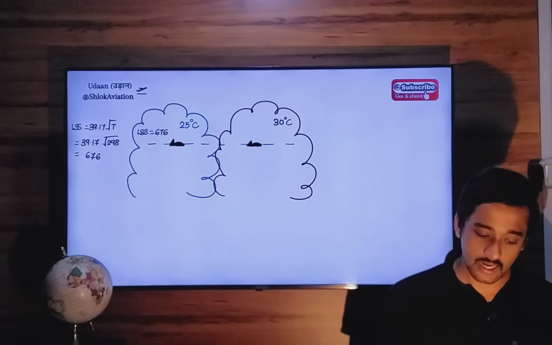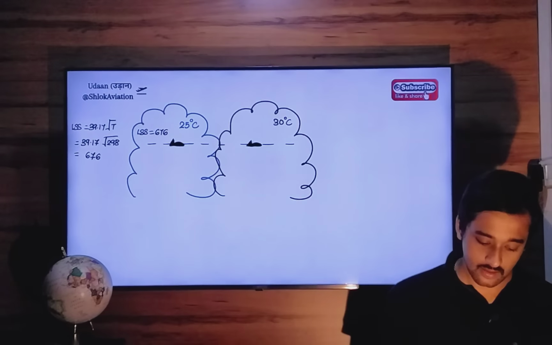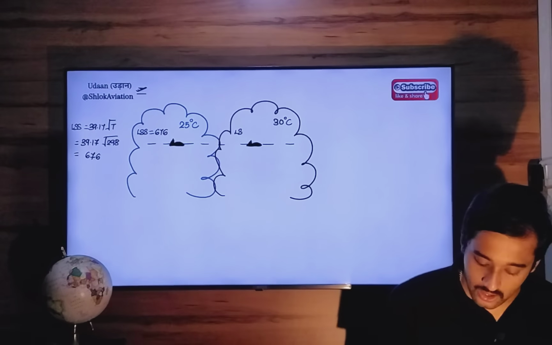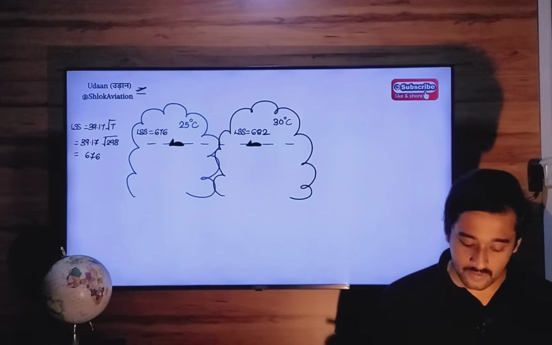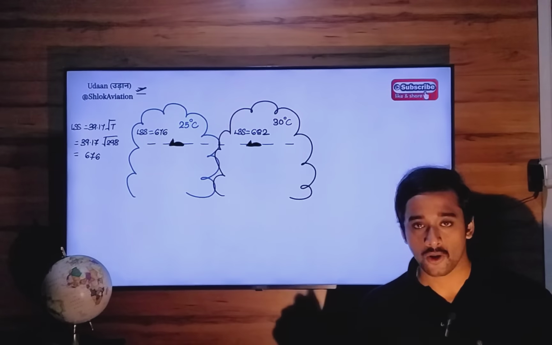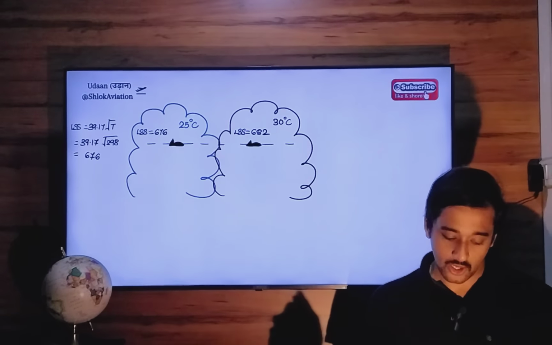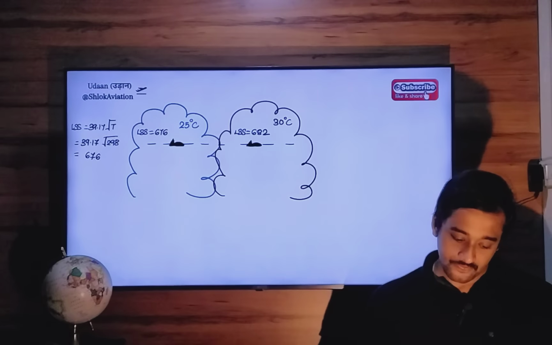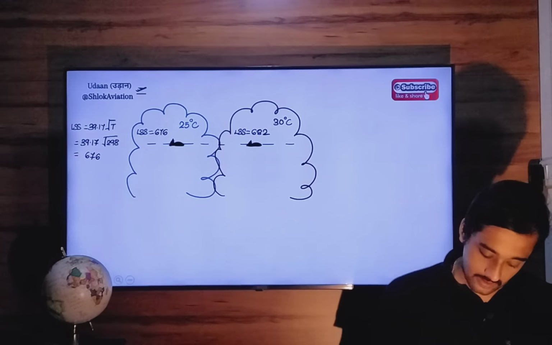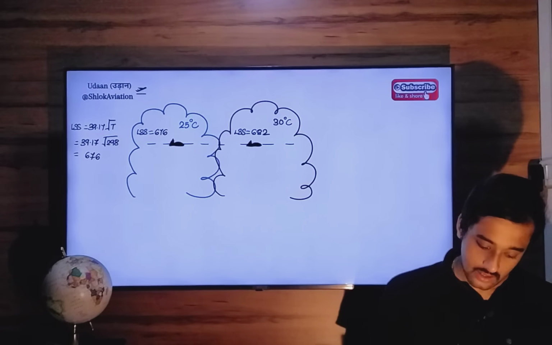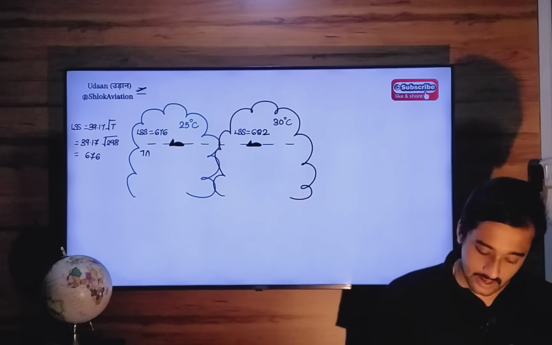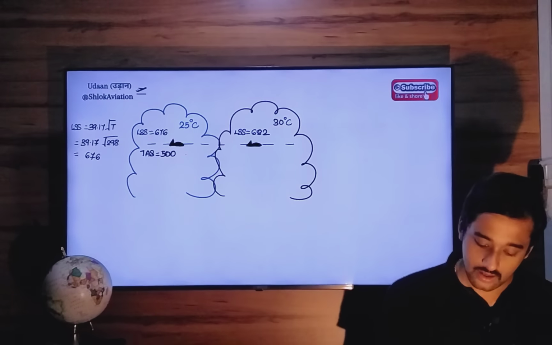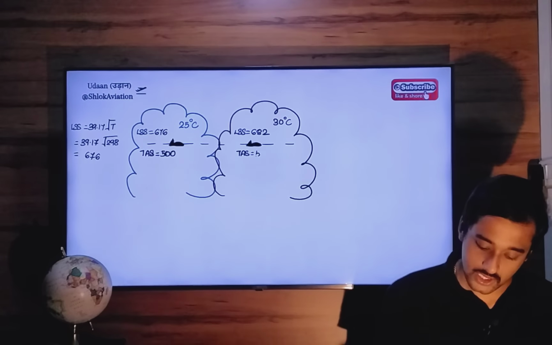In the warm temperature it will be 681.8, that is 682 knots. So in warm temperatures, the local speed of sound is always more than in cold temperatures, because local speed of sound is directly proportional to temperature. Let's say the true airspeed of the aircraft is the same: 500 knots true airspeed.